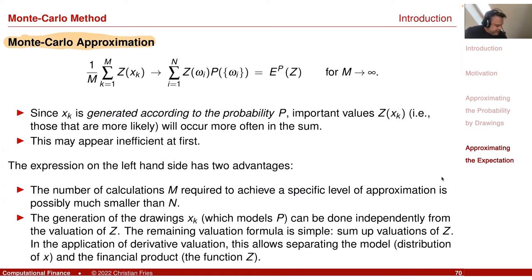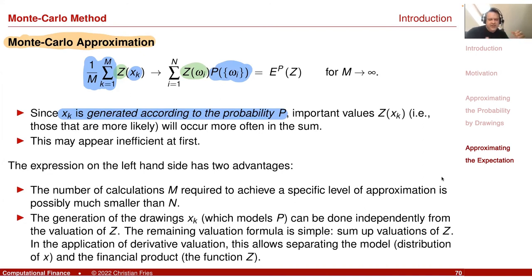So we can take the sum, one divided by m, z evaluated in xk, to approximate this expectation. The first thing which is nice is that since xk is generated according to the probability, important values of z of xk occur more often in the sum. Okay, is this nice? Well, actually it's inefficient.